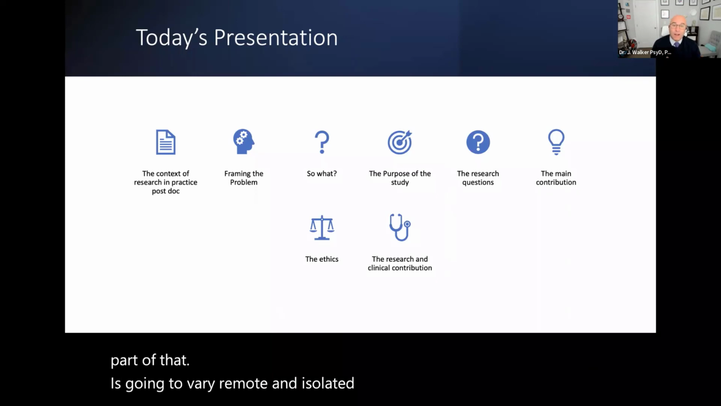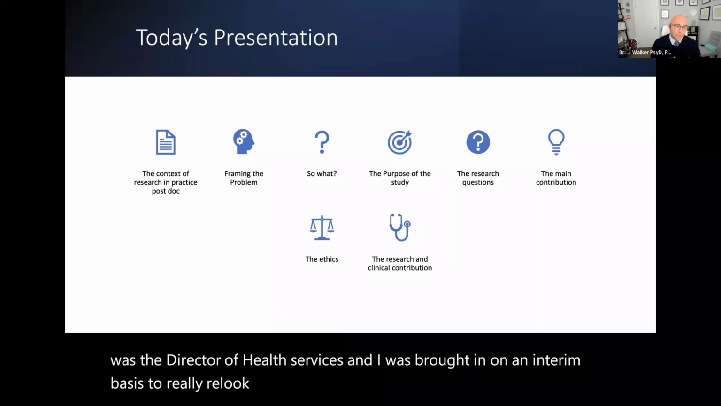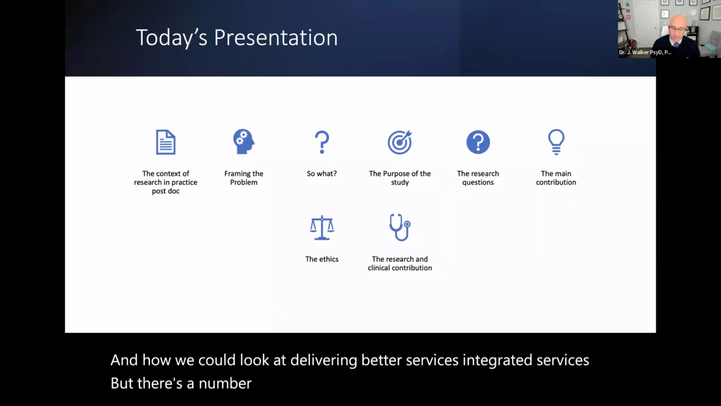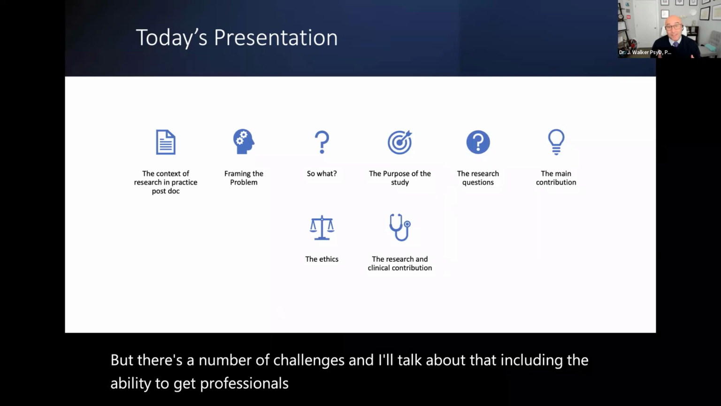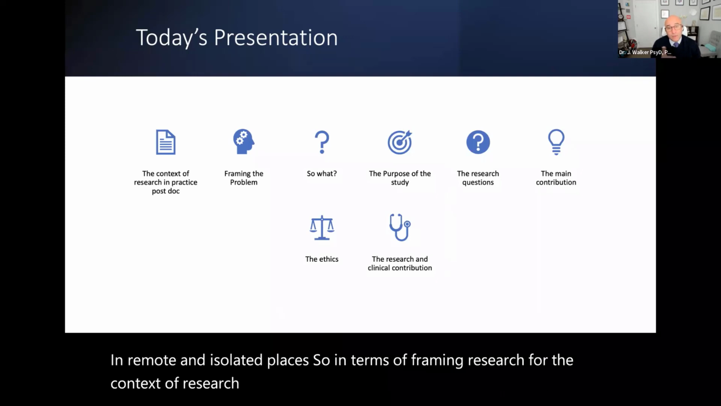And my role at the time was the Director of Health Services. And I was brought in on an interim basis to really relook at how services could be delivered in the North and how we could look at delivering better services, integrated services. But there's a number of challenges, and I'll talk about that, including the ability to get professionals to work in remote and isolated places.